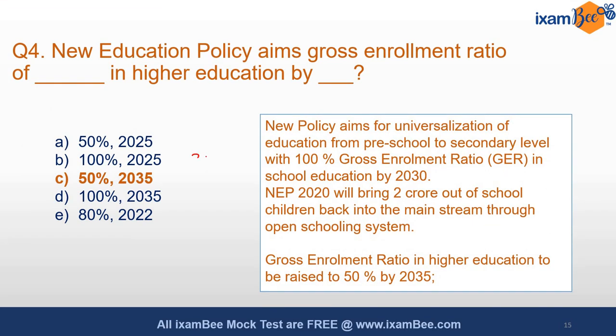So here in the economic survey they have mentioned it around 27% for 2019-20. So they are aiming to increase it to 50%, and by when? By 2035. Similarly, for preschool education and secondary level, the new education policy aims to reach 100% gross enrollment ratio by 2030.